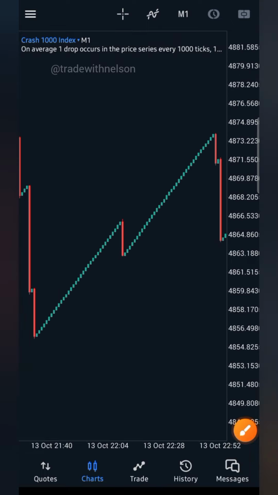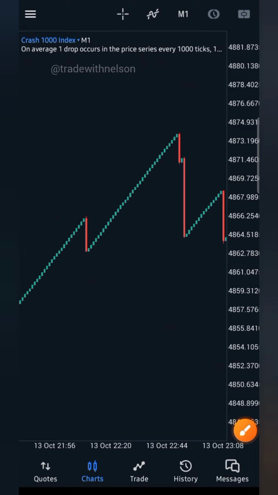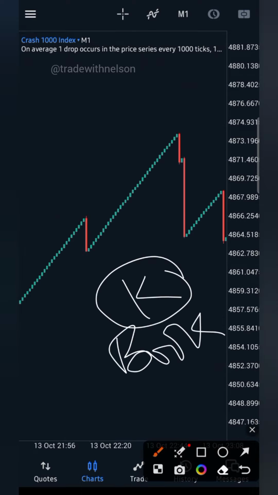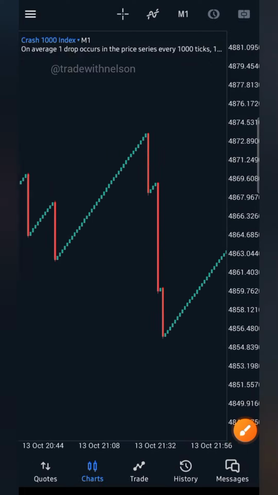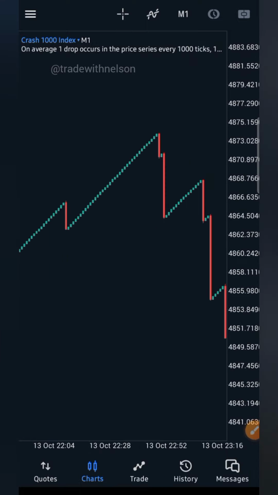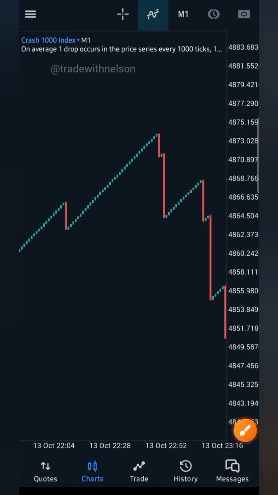So if you look carefully on my chart, this is the 1 minute time frame and this is Crash 1000. This strategy works best on the Boom and Crash 1000 markets, and the only time frames you will be using are the 15 minutes time frame and the 1 minute time frame. So I'll be showing you how to set up your charts with your indicators, then I'll be explaining exactly how the strategy works. Click on this indicator icon over here.